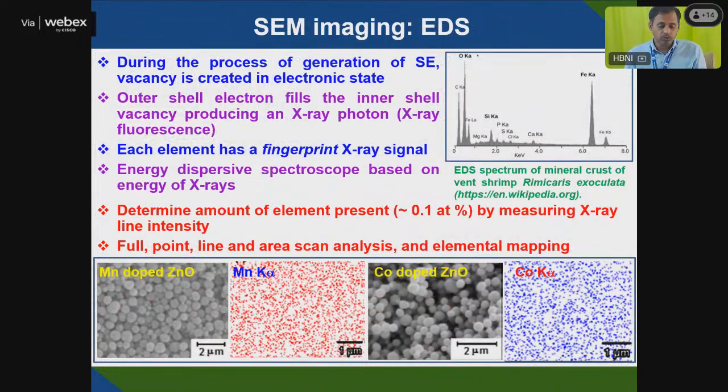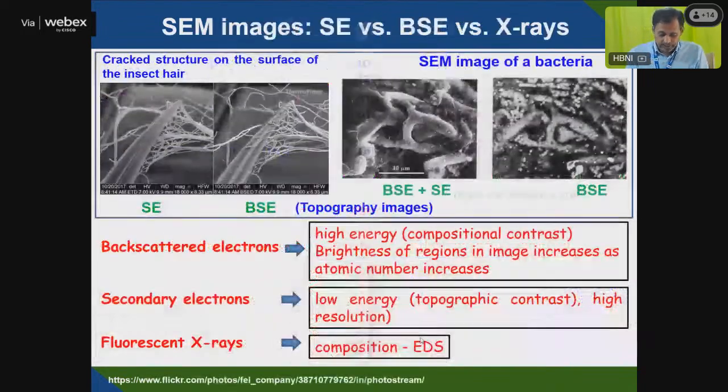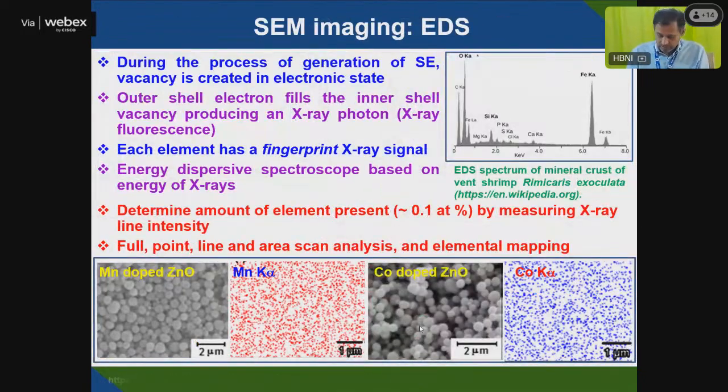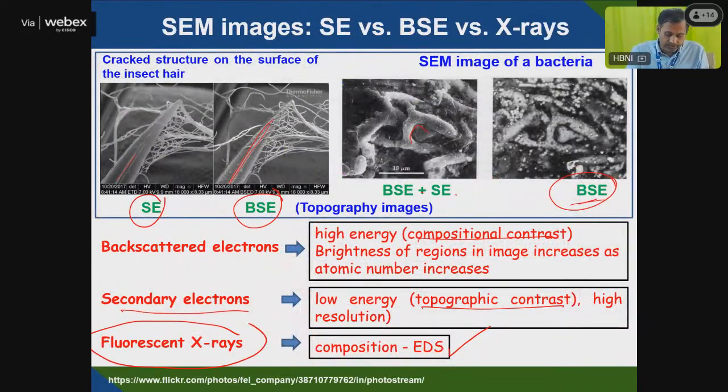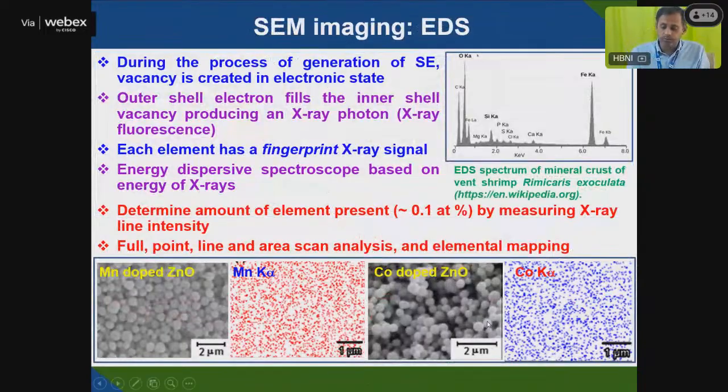All these are possible. So far I discussed the imaging part, but using EDAX analysis, the compositional analysis, this fluorescent X-ray is used in EDAX. So you can see the mapping structure. This is a manganese-doped zinc oxide sample. So I mapped manganese K alpha and cobalt K alpha. How it corresponds to each K alpha, manganese, I am getting dots here. So I can see here that the manganese is uniformly doped in zinc oxide. My cobalt is uniformly doped in zinc oxide, with small clusters here and here.